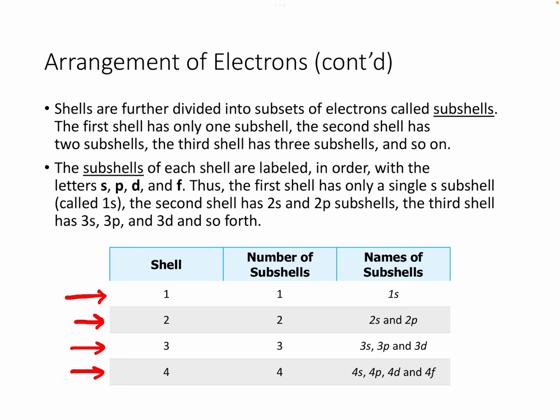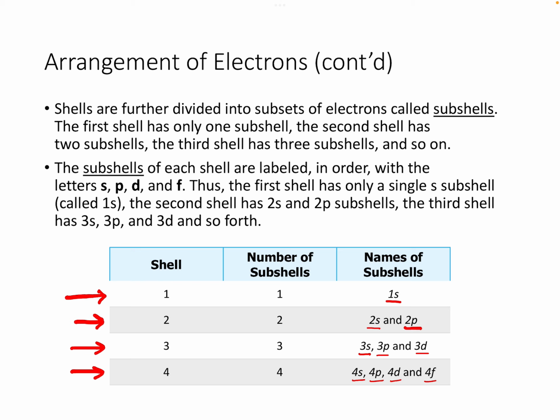So you'll notice in the first shell, we label that one 1s. The second shell, we label the first subshell as 2s, the second one 2p, the third one 3s, 3p, 3d. And in shell 4, we have subshells 4s, 4p, 4d, and 4f.